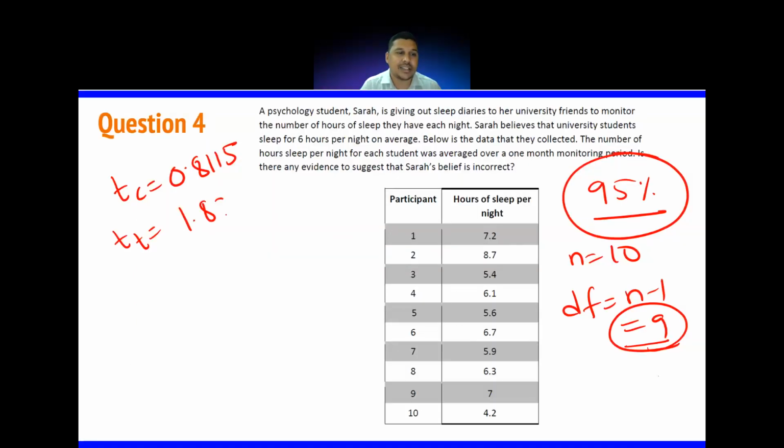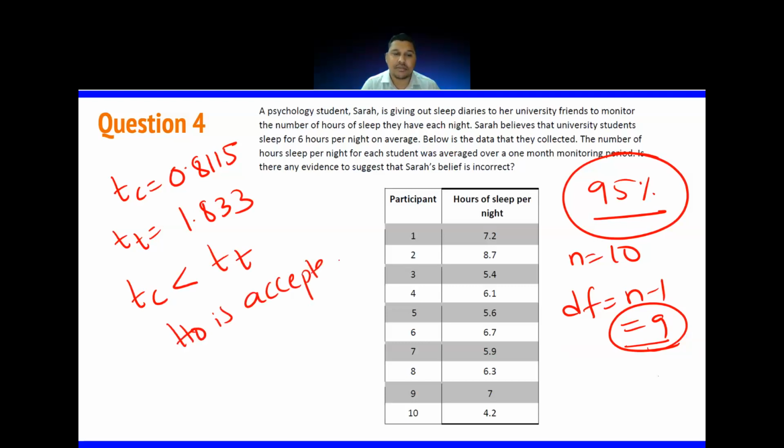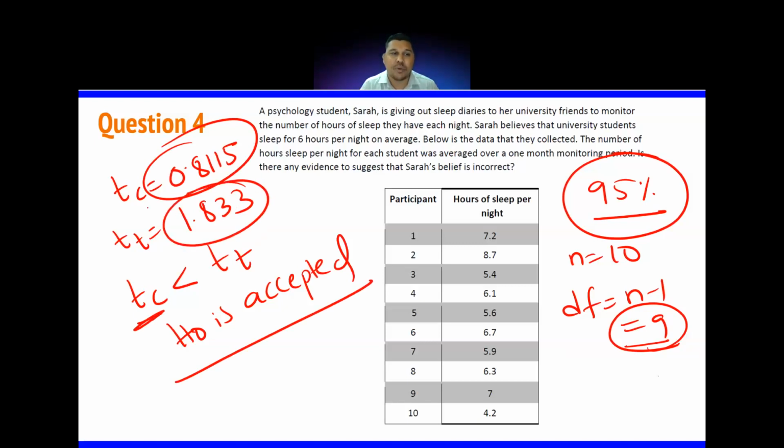This is 1.833. In this case, t calculated is less than t table value. Therefore, H naught is accepted. Okay, why is it accepted? Because the t calculated value by the formula is less than the t table value. Then we say H naught is accepted. It means Sarah's claim that university students sleep 6 hours per night on average is true at 95% confidence. I can say that.